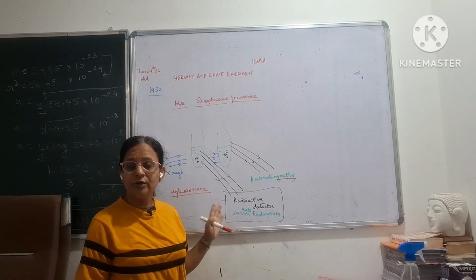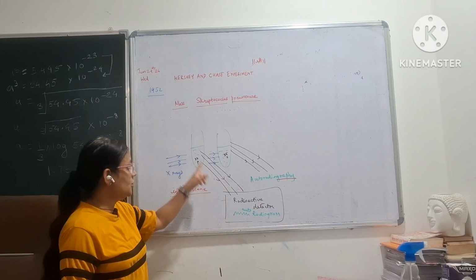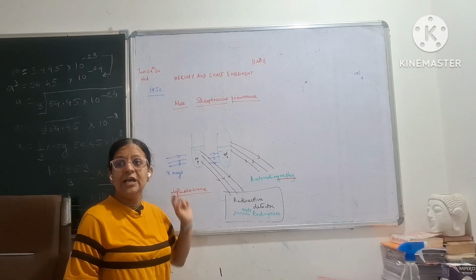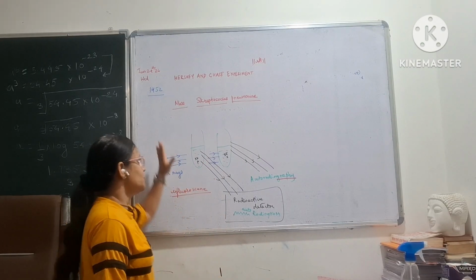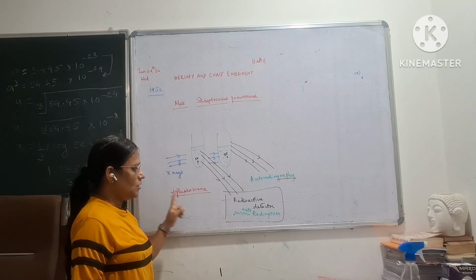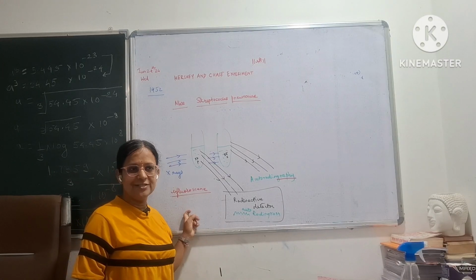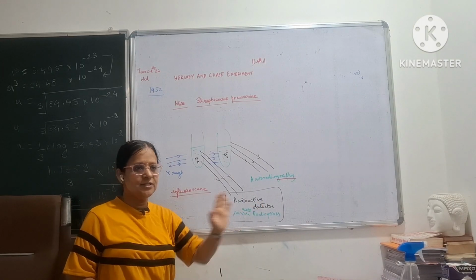This is how you can detect what kind of radioactive isotope is present, and in what concentration it is present in that solution. This basic principle of autoradiography you have to understand in order to actually see the experiment.